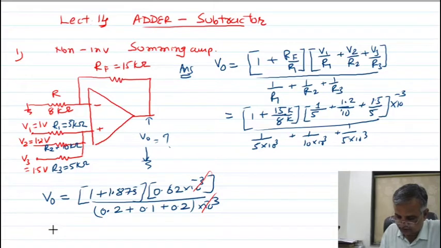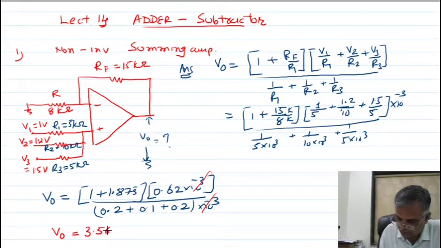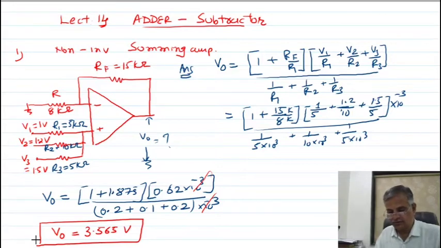So from this you can write VO is nothing but 3.565 volt. You have already remembered the inverting summing amplifier equation, we have already done that. But for non-inverting, you have to remember this equation: 1 plus RF by R1 into V1 by R1 plus V2 by R2 plus V3 by R3 upon 1 upon R1 plus 1 upon R2 plus 1 upon R3. By putting all these values, you can easily get the answer of this kind of numerical.